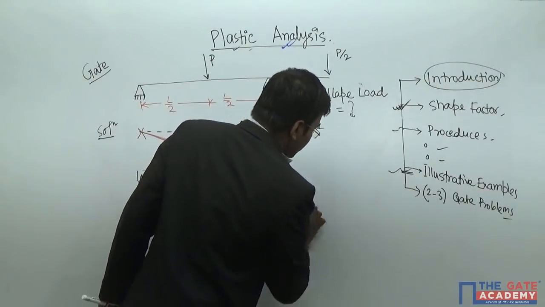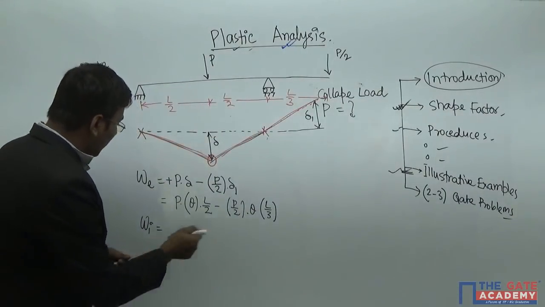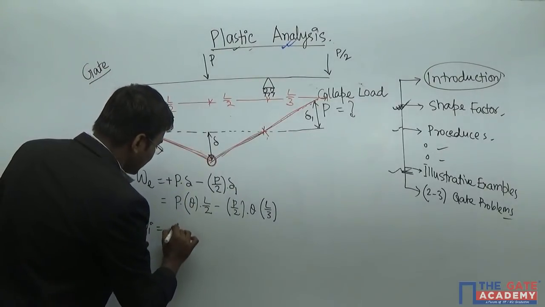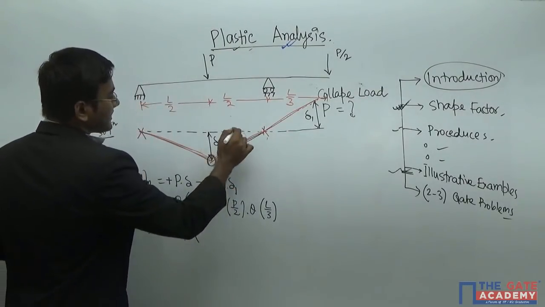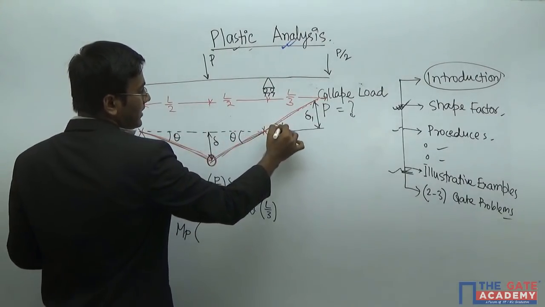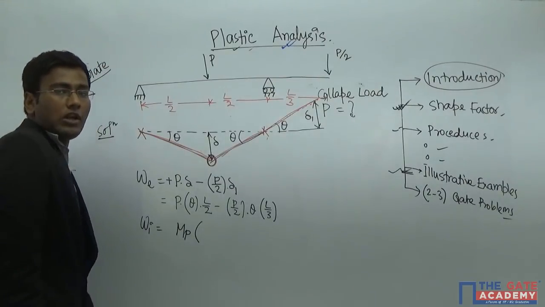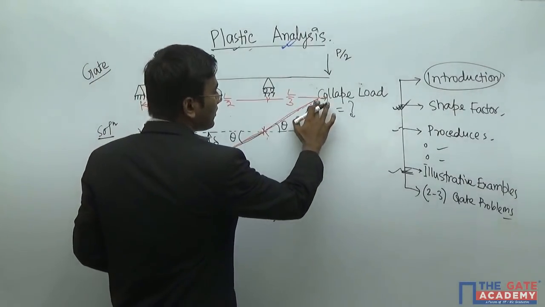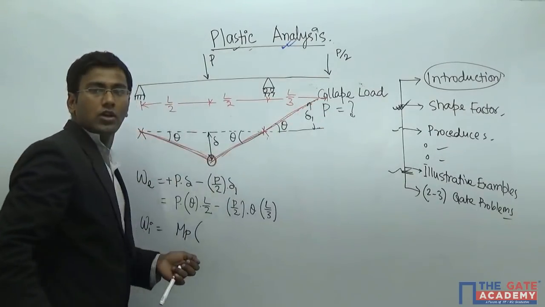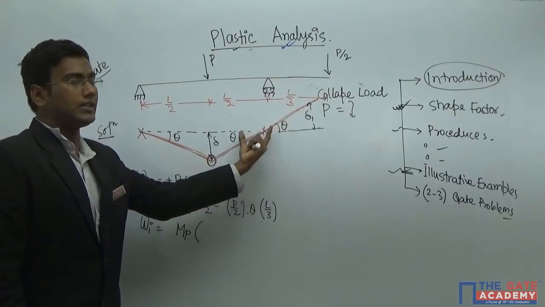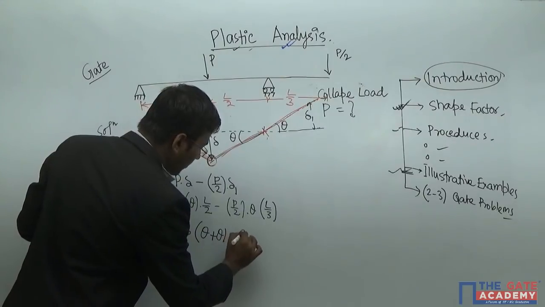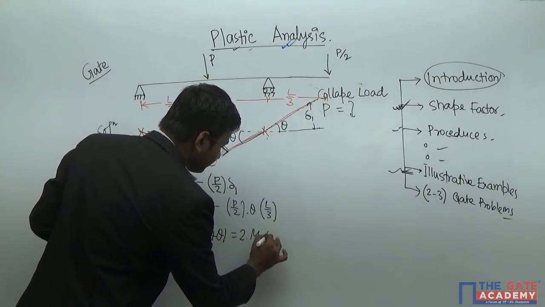So hence we can write that internal work equals, what is internal work? Only this portion. So this portion has MP into the same angle. This is theta. This is the opposite angle, right? So theta, only opposite angle. It is the overhang portion, right? So the same angle will act like this, theta. And due to symmetry, it will come theta plus theta. So 2 into MP into theta.